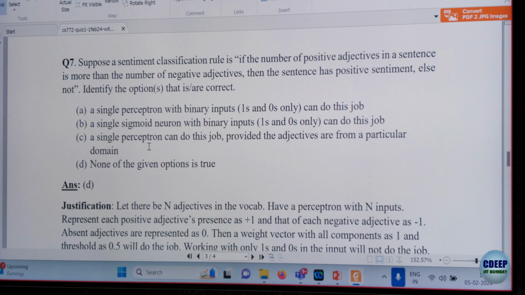So if you have a threshold of 0.5 and the number of positive adjectives is more than the number of negative adjectives, then the net input will be at least 1, and then the output will be 1. Why will only zeros and ones not work? Because then the padding that comes will interfere with the judgment of the perceptron. This problem is called the majority problem. The majority problem is solvable, is linearly separable. A single perceptron can do this job provided the adjectives are from a particular domain. No, domain restriction is not in it.